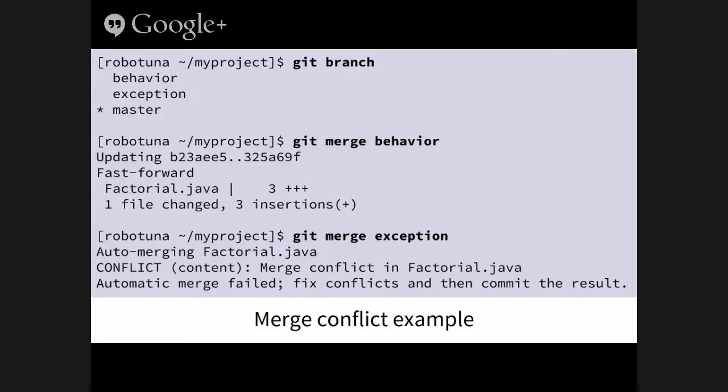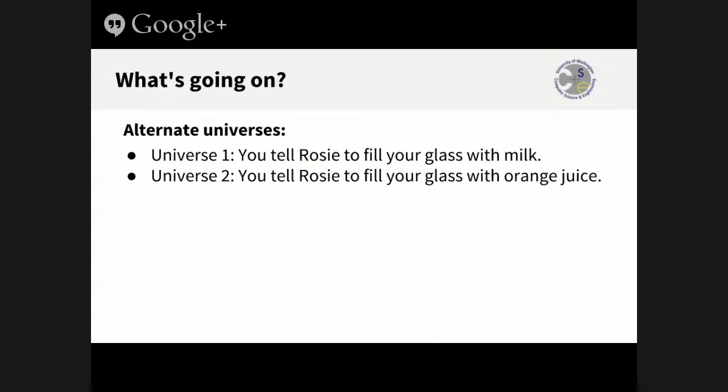But now what happens when you try to merge the exception branch, which added a different comment into the same place where you added a comment before? Now this is a problem, because Git is not smart enough to know natural language and rewrite your comment in a way that incorporates both of what you said, right? It's not that smart. So this is a merge conflict.